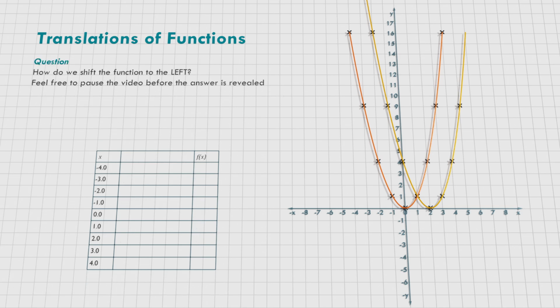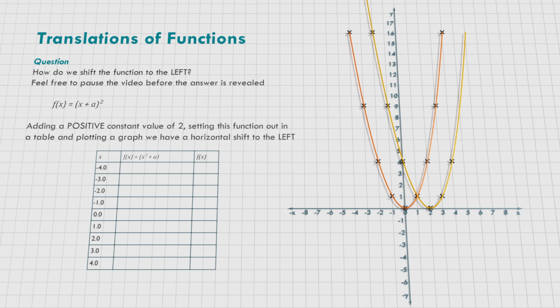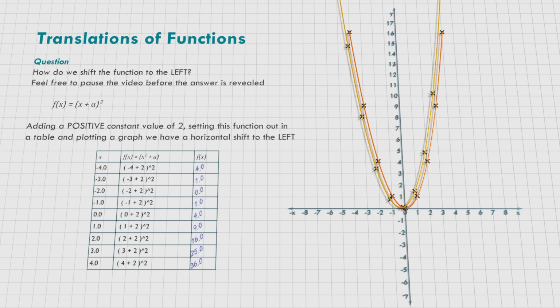How do we shift the function to the left? Feel free to pause the video before the answer is revealed. f(x) equals (x plus a) all squared. Adding a positive constant value of 2, setting this function out in the table and plotting the graph, we have a horizontal shift to the left.